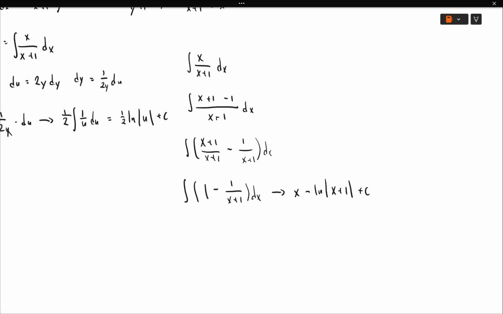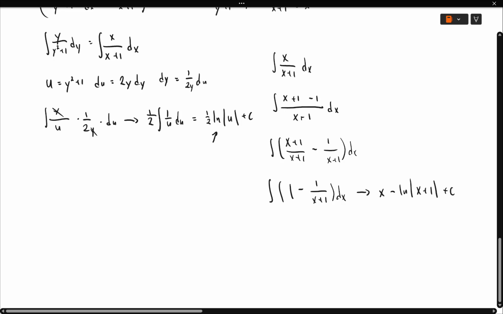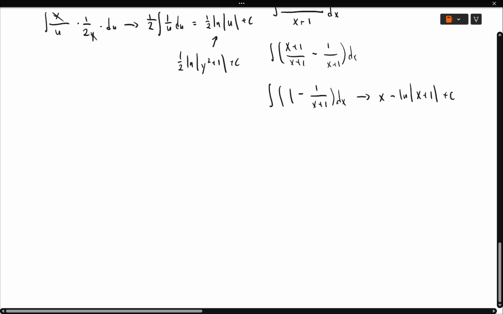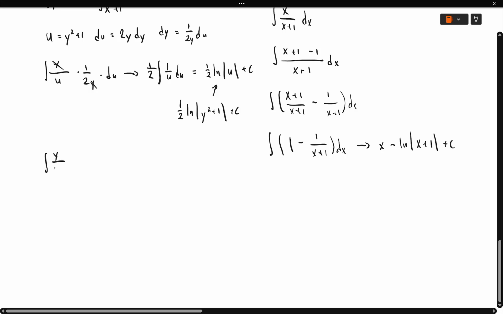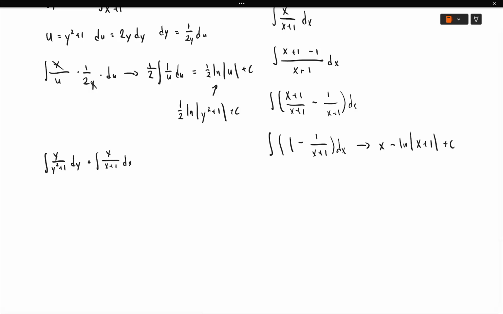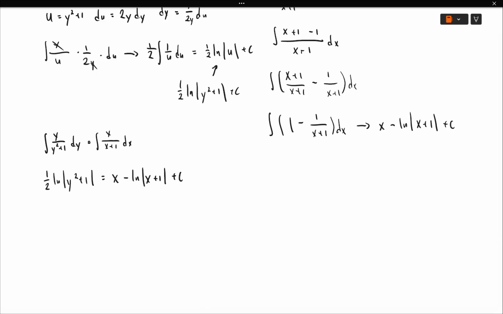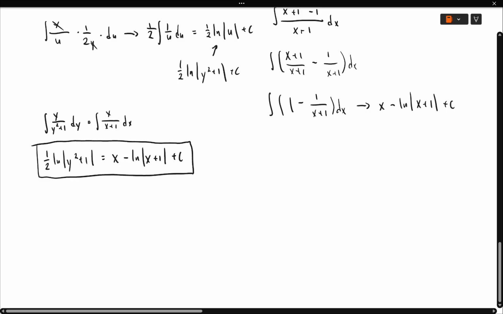Oops, we forgot the plus c over here, right? Oh, and then we're going to change this u to 1/2 ln absolute value of y squared plus 1, right? And then these two sides are equal to each other, so we're going to rewrite the equation. We had the integral of y over (y squared plus 1) dy equals the integral of x over (x plus 1) dx. This side was equal to this, so 1/2 ln of (y squared plus 1). Now we're going to forget the plus c because we don't want that on the left side, equals x minus ln of (x plus 1) plus c. And that, I believe, is our solution to the differential equation.